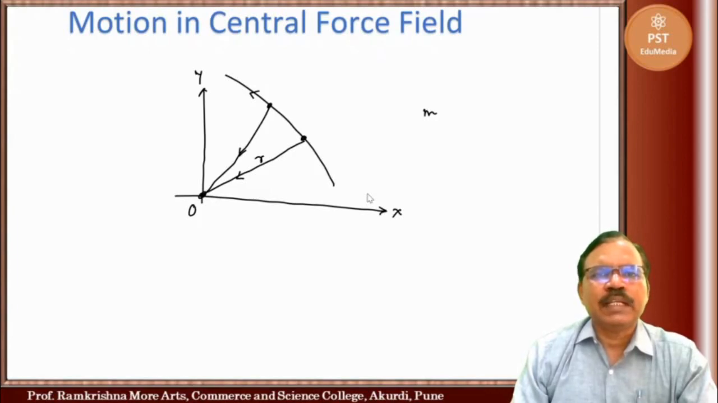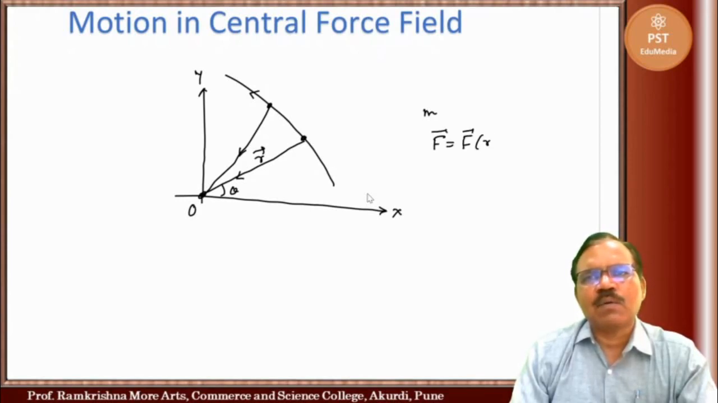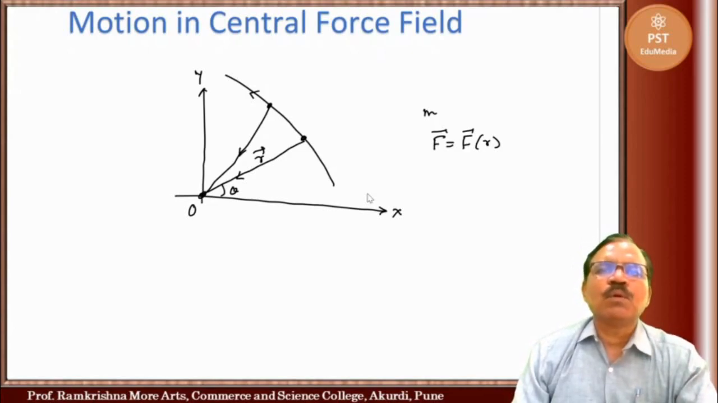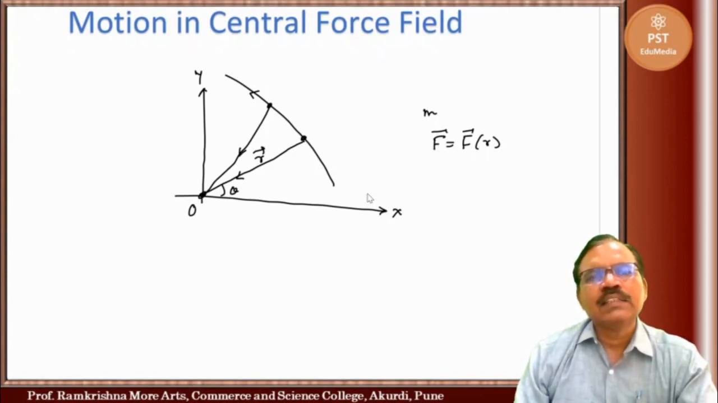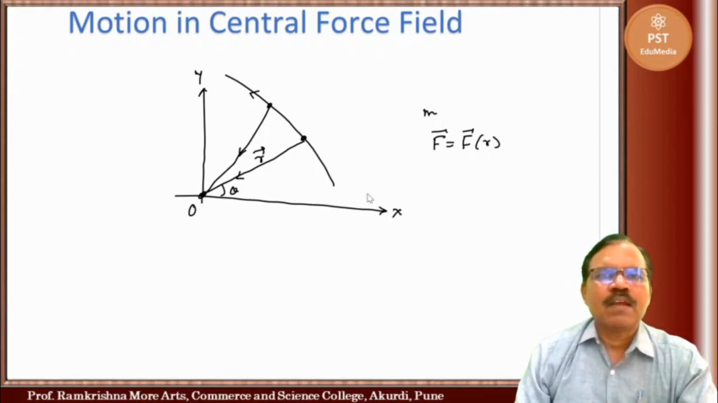Suppose we take this as radius vector r, and this is theta. So F is a function of r only. The force depends on distance only from the center and it is directed towards the center; that is called central force field. Now if we take any point P, at that point there is velocity tangential to the path, and acceleration.